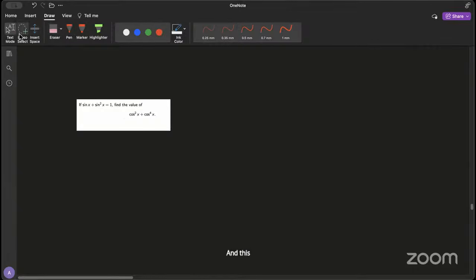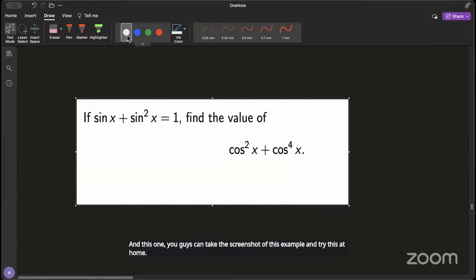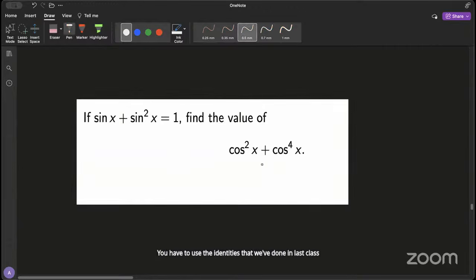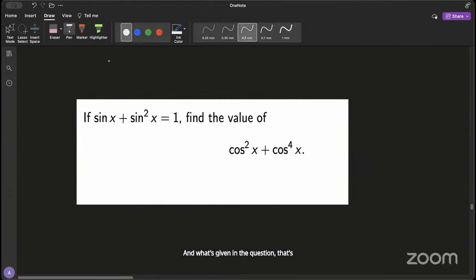And this one, you can take a screenshot of this example and try this at home. You have to use the identities that we did in the last class, and what's given in the question. That's it. So can we end this class here?